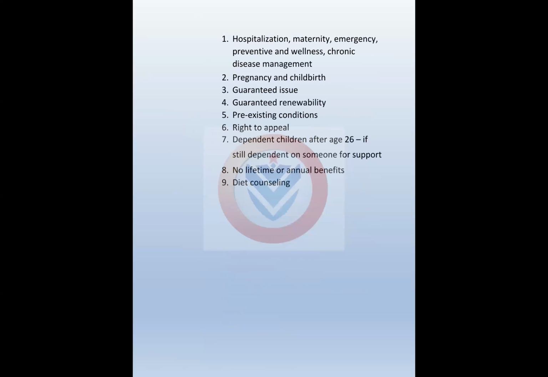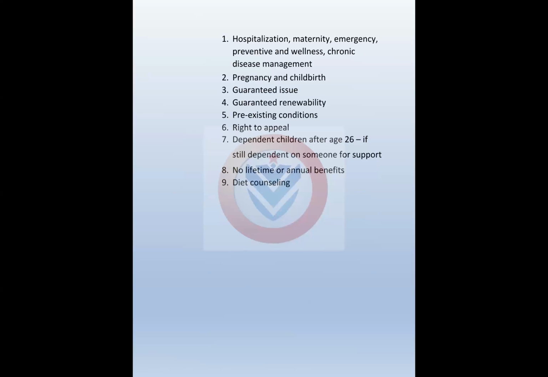And then as far as essential benefits with the Affordable Care Plan, hospitalization, maternity, emergency, preventive care, wellness, chronic disease management, pregnancy and childbirth must be covered. Policies must be a guaranteed issue. Once again, you cannot be declined because of your health issues. So once again, did away with pre-existing conditions. They must be guaranteed renewable, usually up to a certain age, like 65. You must have a right to appeal.